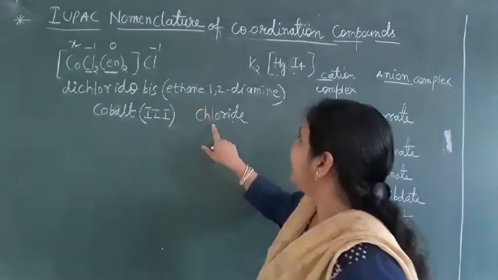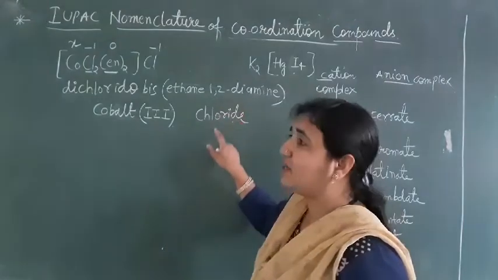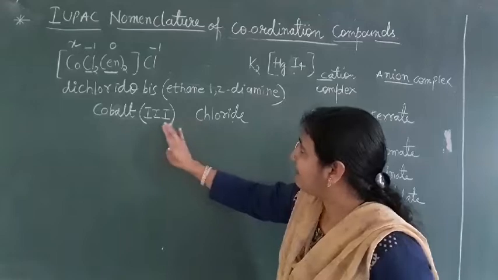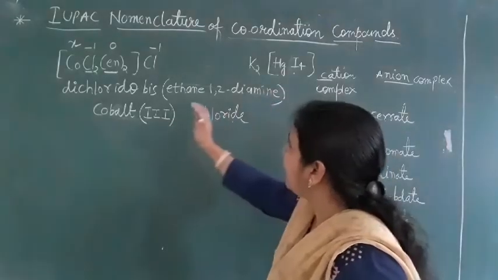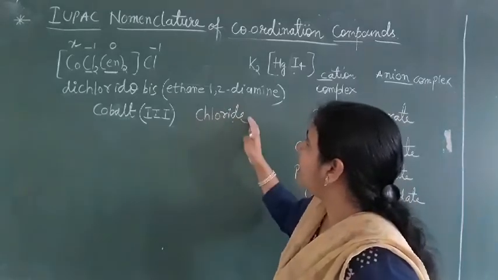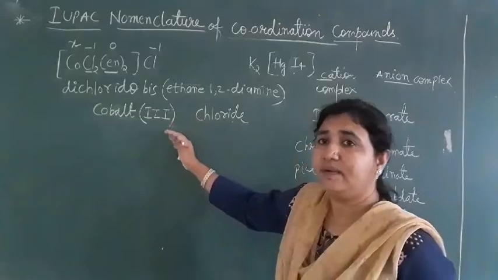And last you have to write the anion. Don't write how many there are; only write the anion name. And there should be a gap between the two parts. The complex ion name should be continuous, and for the chloride ion name there should be a gap.